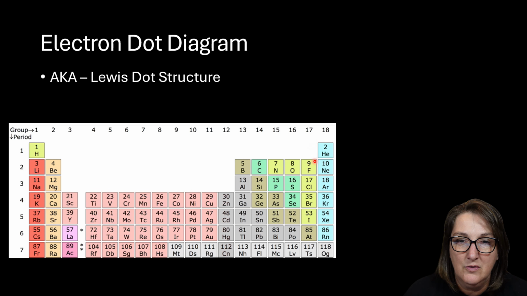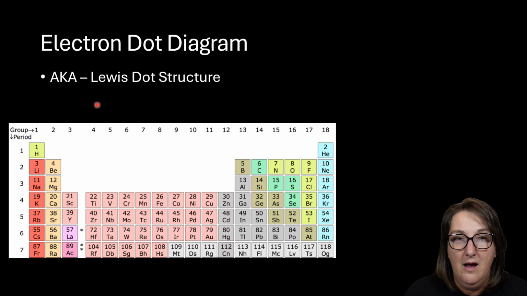Because how many electrons does helium have? Helium has 2, but it's full. And so this ring is considered full. This column is considered full, so that's why helium is here. So helium is an exception to the 8. It has 2, but it stays in this noble gas column because it is considered to have a full shell.